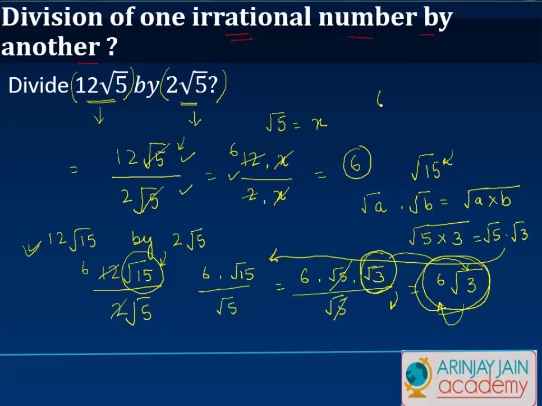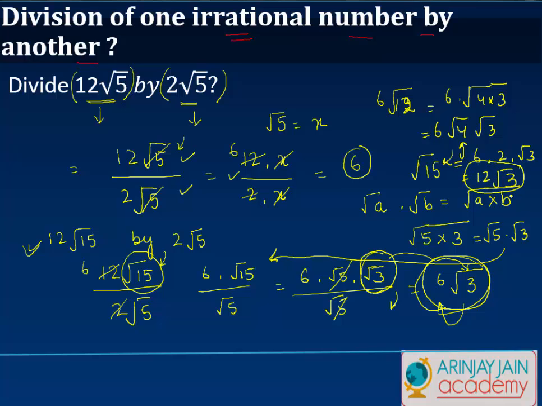So let's say if you have 6 times root 3, or actually not root 3, let's say root 12, we can write this as 6 times root 4 times 3, or 6 times root 4 times root 3. Now root 4 can be written as what? 2. So we write this as 6 times 2 times root 3, or in other words 12 root 3. Right? And that's the way you divide one irrational number by the other.